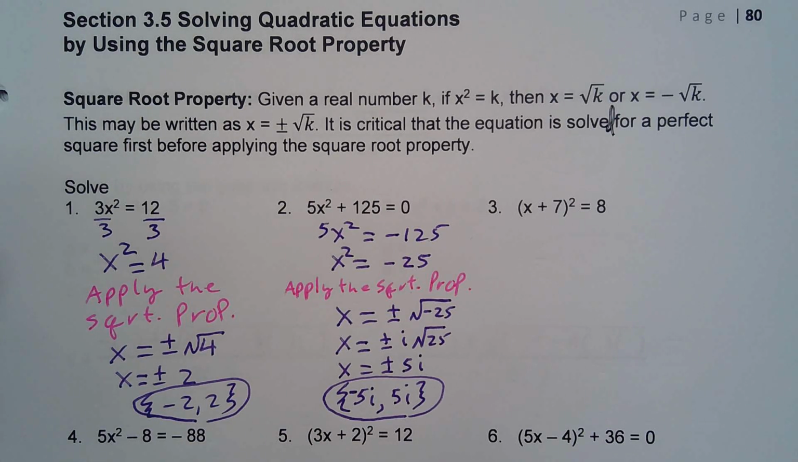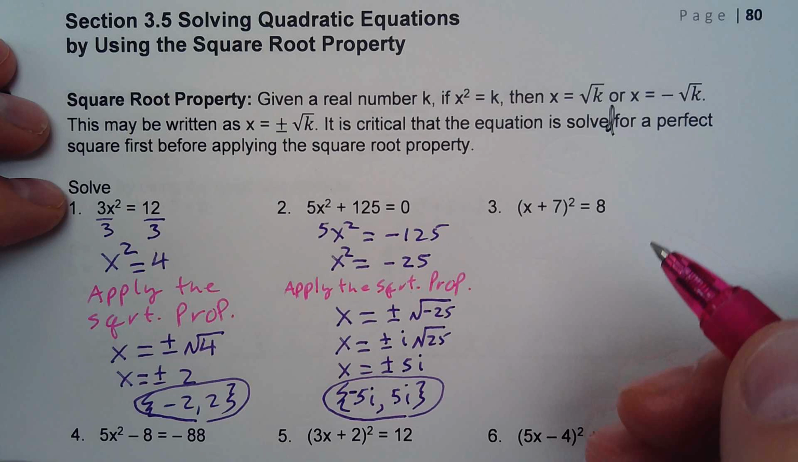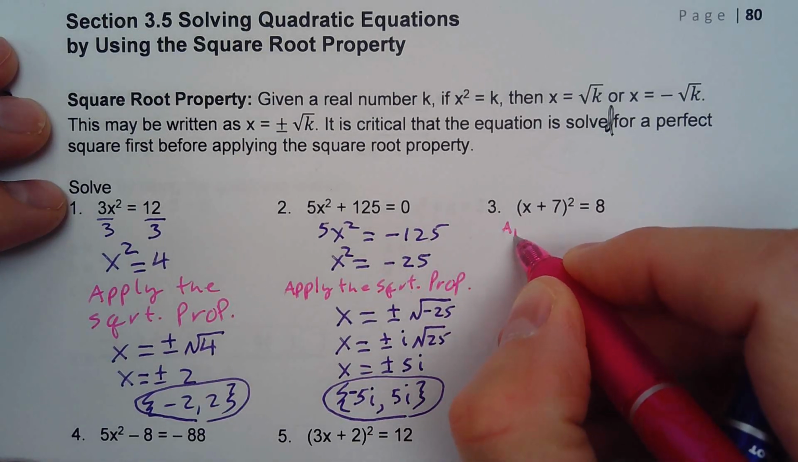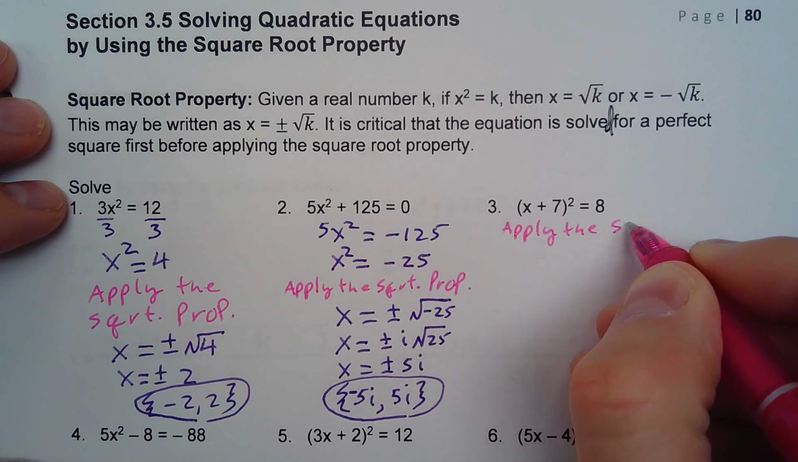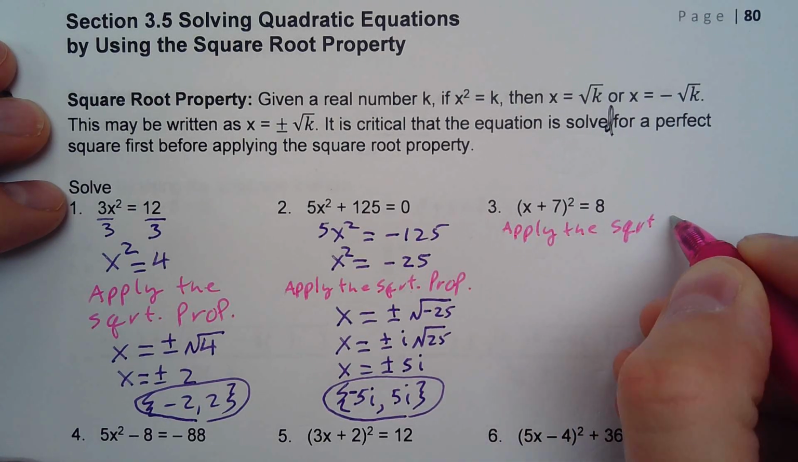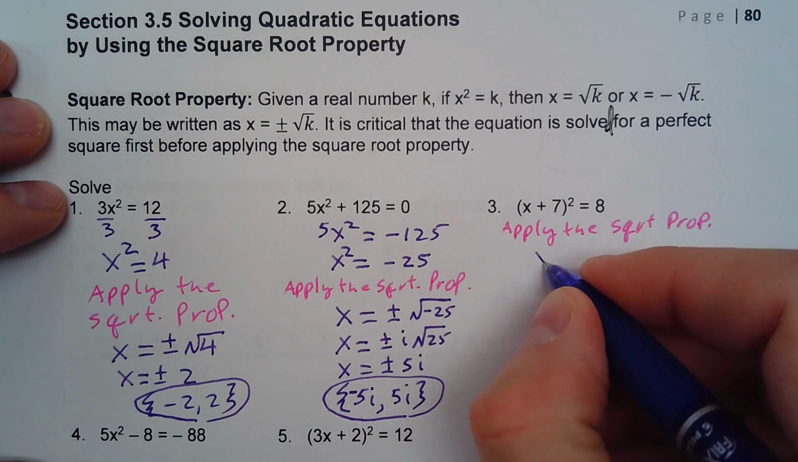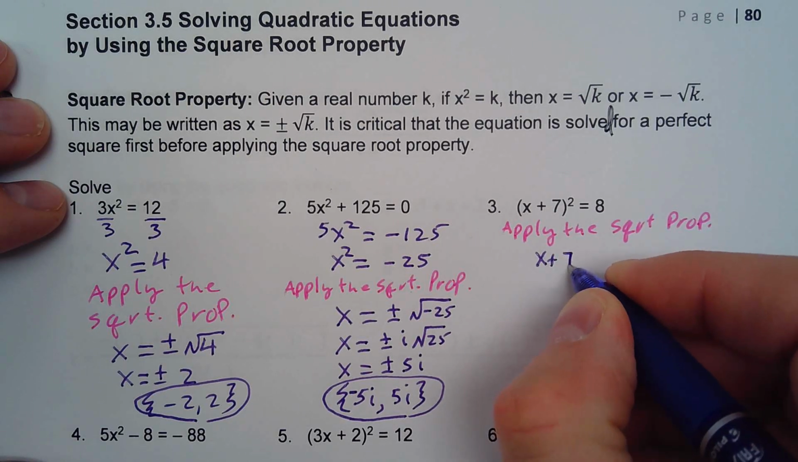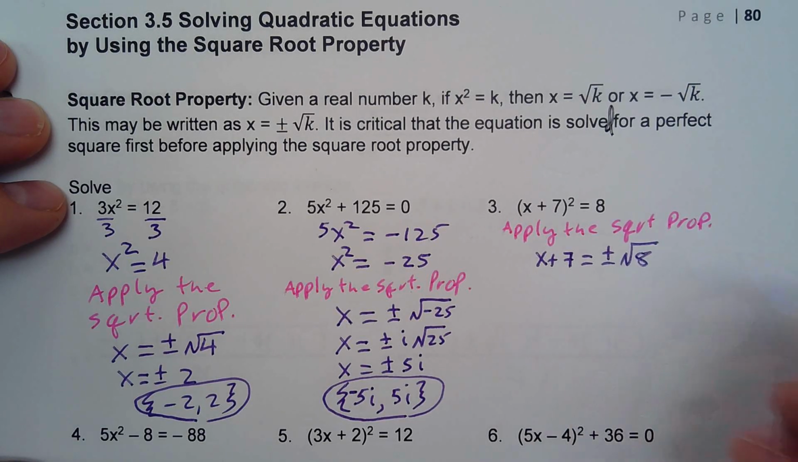So let's take a look at the next example. And here we notice this is already a perfect square. It's kind of a weird looking perfect square. But we can go ahead and immediately apply the square root property. That gives us x plus 7 equals plus or minus the square root of 8.